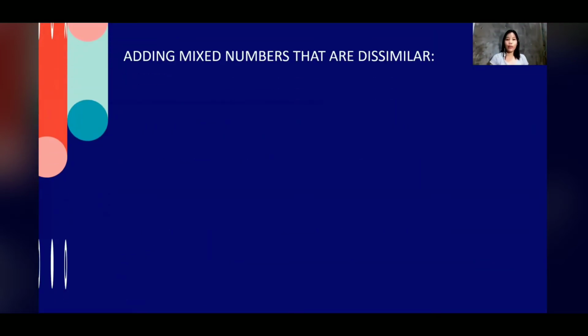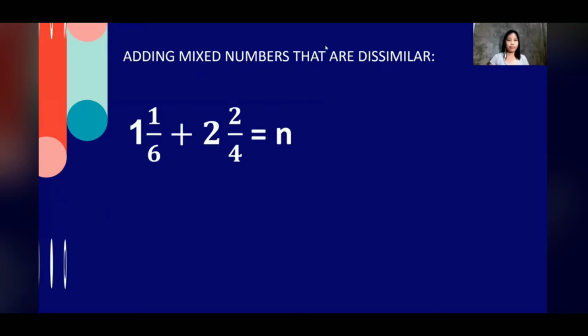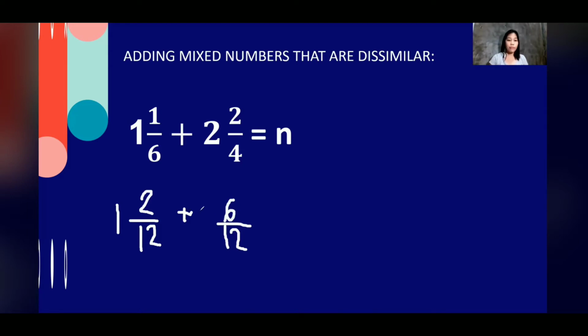So now that we know already the least common denominator, we will add it out. So our least common denominator is 12. So 12 and 12 will serve as our denominators. So we will divide the denominator by the denominator of our fraction. 12 divided by 6 is 2 times 1 will have 2. And then 12 divided by 4 is 3 times 2 will have 6. And then we will just copy the whole numbers.